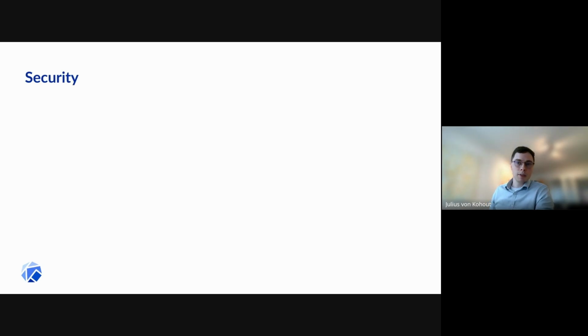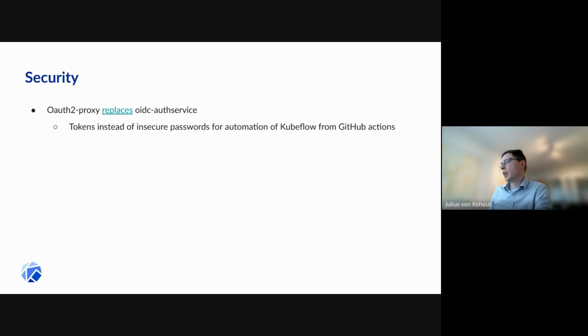Now, next slide, please. Yeah, the security topic. The first big change is that OAuth2 proxy replaces OIDC auth service. This adds improved token-based authentication. We had something before, but now we're using the industry standard OAuth2 proxy, which means that machine learning engineers can now use tokens instead of insecure passwords for CI/CD automation of KFP, Central Dashboard, and other components from GitHub Actions, for example.